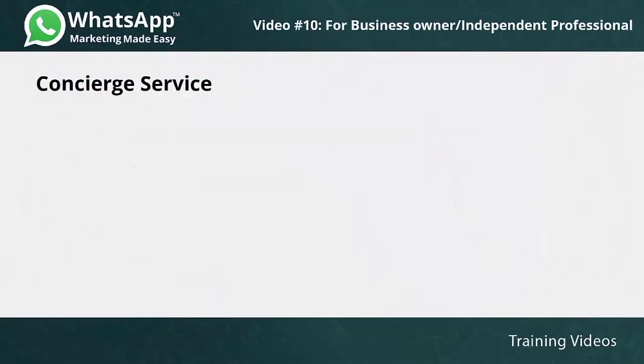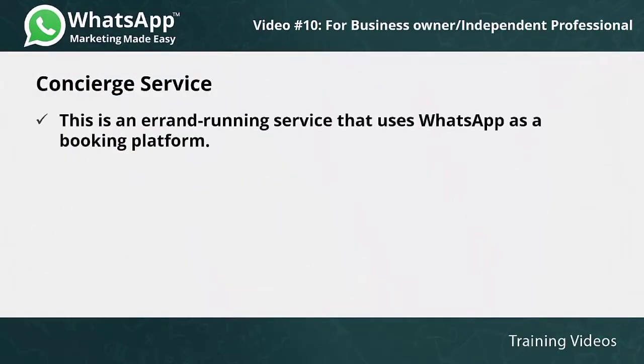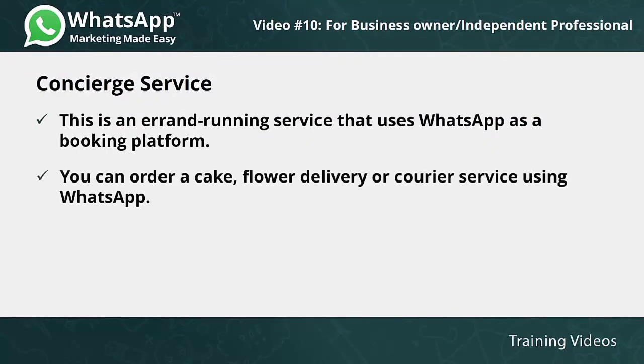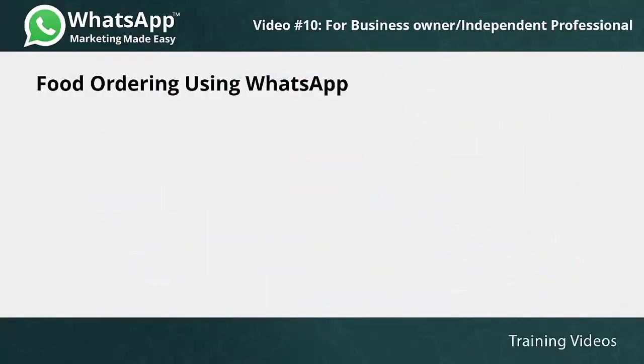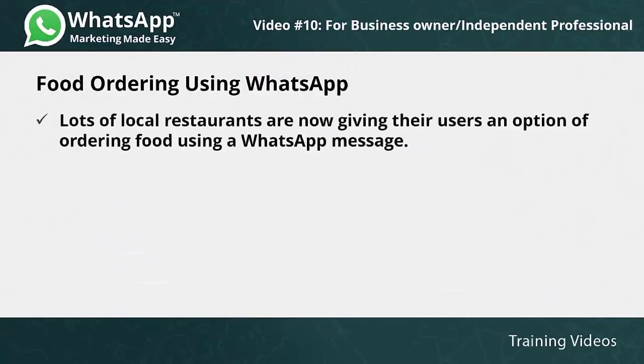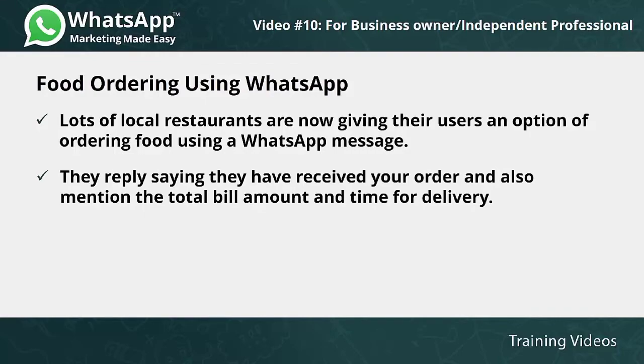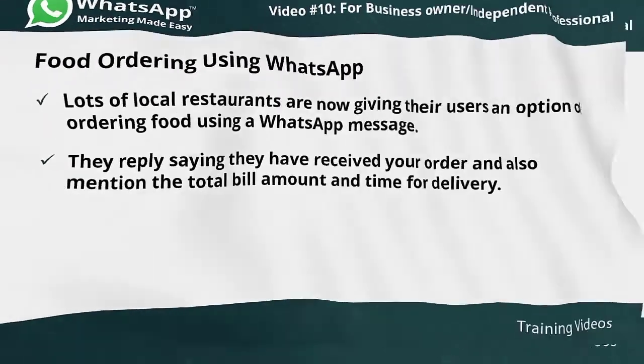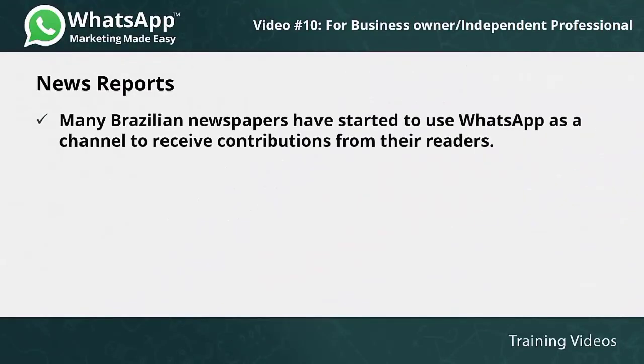Concierge service. This is an errand-running service that uses WhatsApp as a booking platform. You can order a cake, flower delivery, or courier service using WhatsApp. Food ordering using WhatsApp. Lots of local restaurants are now giving their users an option of ordering food using a WhatsApp message. They reply saying they have received your order and also mention the total bill amount and time for delivery.